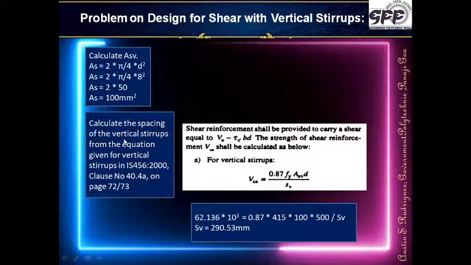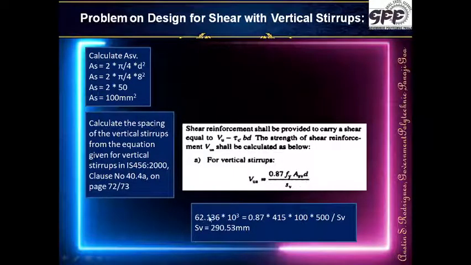Having got this done, calculate the spacing of the vertical stirrups from the equation given for vertical stirrups, clause 40.4a on pages 72 and 73. So we have to look at this particular formula. VU minus tau c BD we have already found out. This is VU minus tau c BD is equal to VUS. So VUS we have already calculated. We already have ASV which has been calculated as 100.